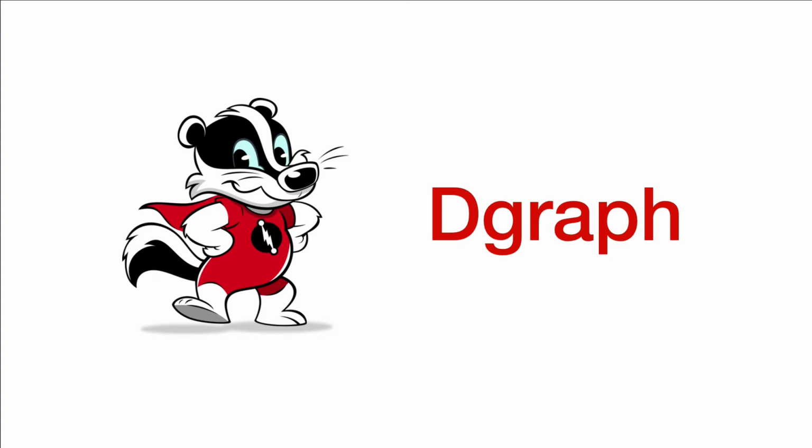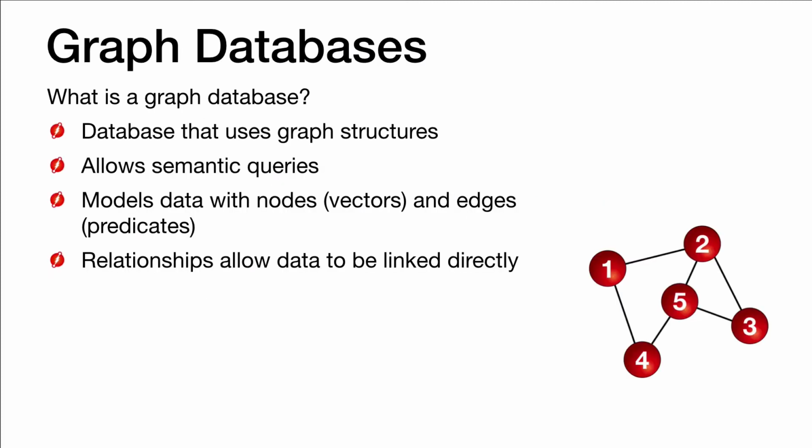Graph database popularity is on the rise due to its ability to manage and store complex relational data. Before we get hands-on with graph databases and Dgraph, first, what is a graph database? It is a database that stores data in a graph structure. Some of you may be familiar with graphs already. They are a core data structure in computer science. But a graph database allows semantic queries.